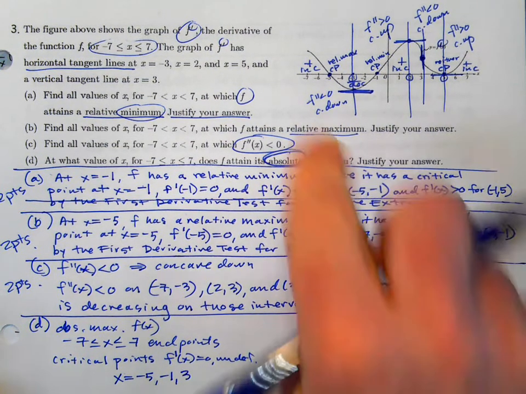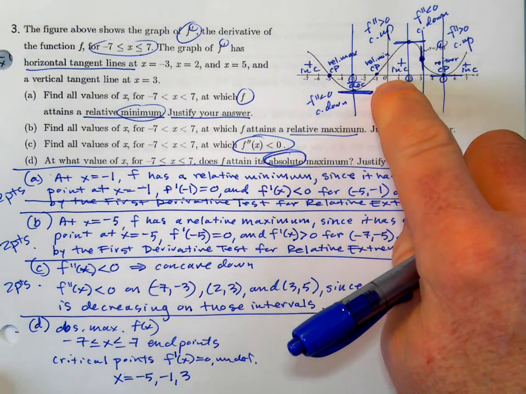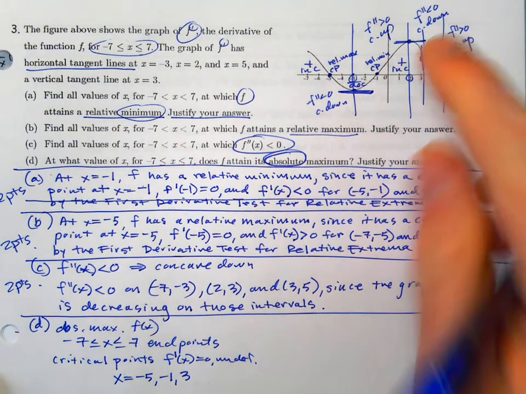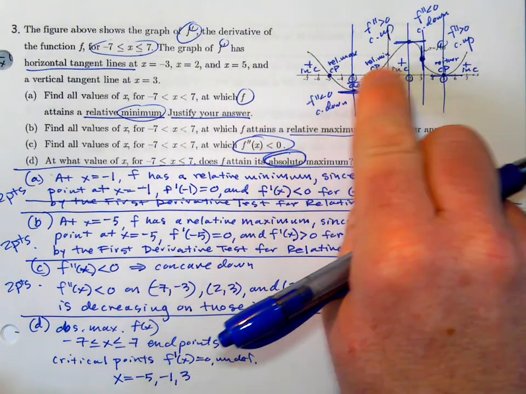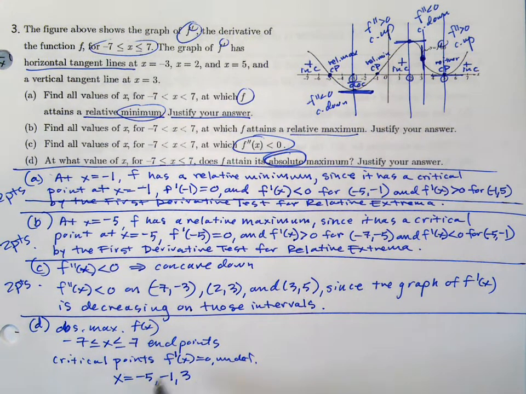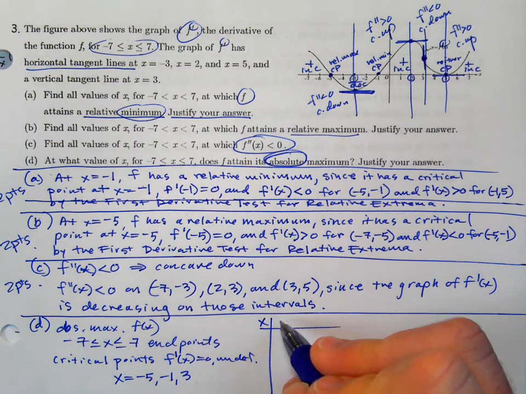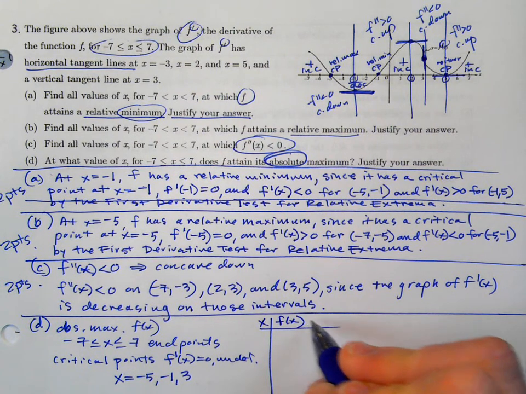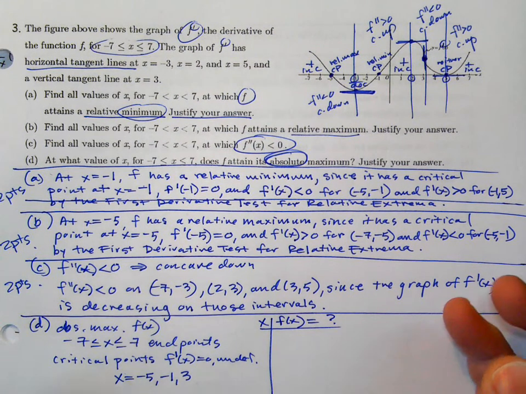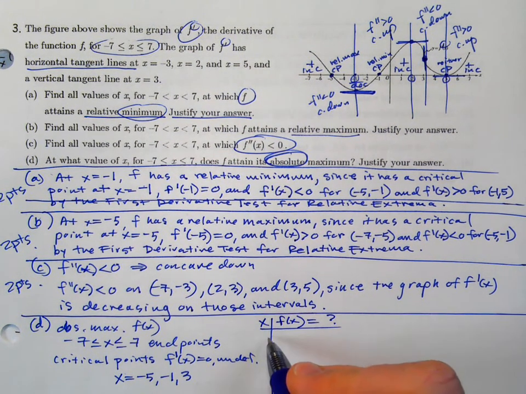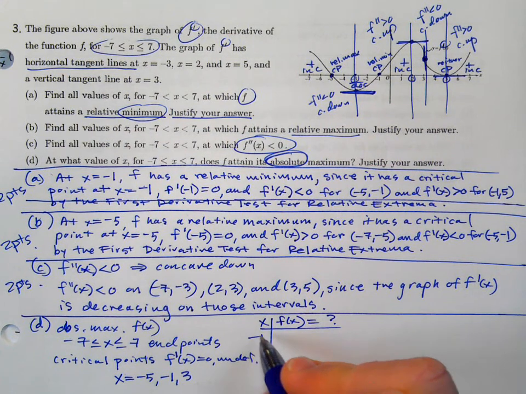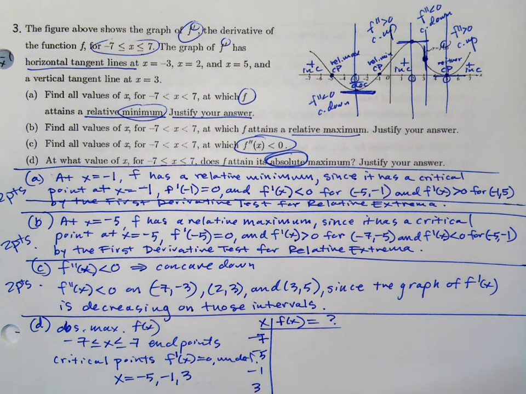Not where this graph has 0 or undefined slopes, but the original graph, which is the x-intercepts of this graph. And then we usually make a table. We say, all right, here are the x values. We're going to plug these into the original function, which we don't have. That's the hard part here. And the endpoints are -7, -5, -1, 3, and 7.